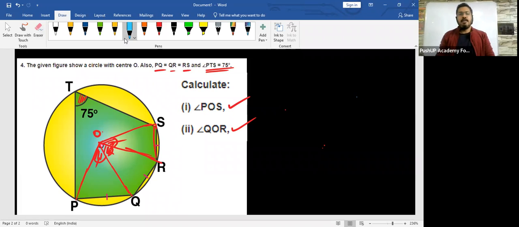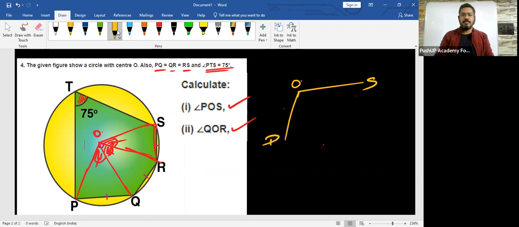So children, how to find angle QOR? I will draw a separate figure here. This is P, this is O, and this is S. How much is angle POS? Just now you said it is 150 degrees. Angle POS is equal to 150 degrees.